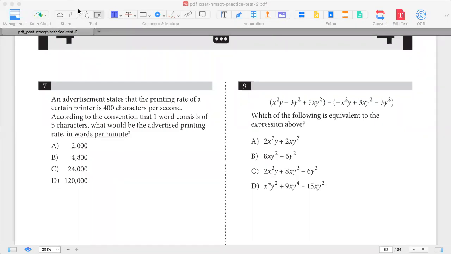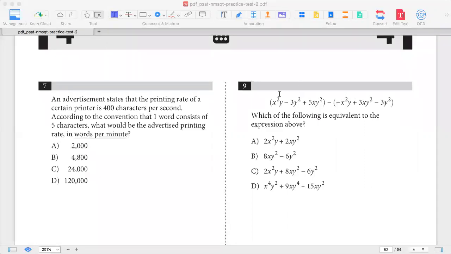Question number 9. Here I have x squared y minus 3y squared plus 5xy squared minus x squared y plus 3xy squared minus 3y squared. Which of the following is equivalent to the expression above? So this means I have to collect all the like terms together so I can get the simplest form. How can I collect x squared y? Do I have x squared y together? Yes, I have this one. So let me collect it.